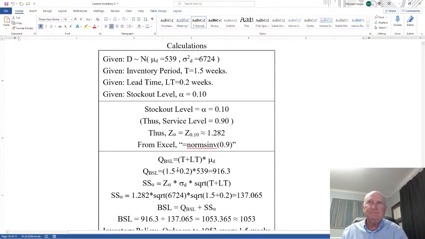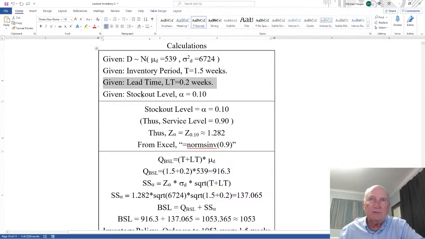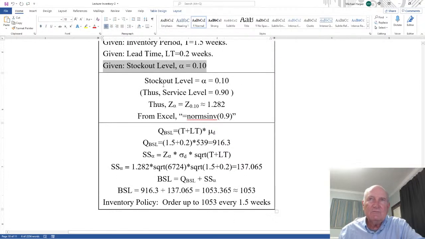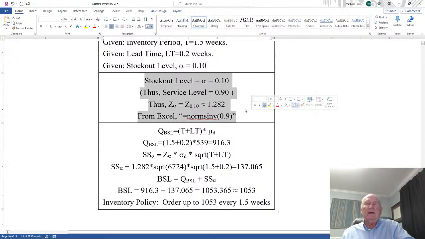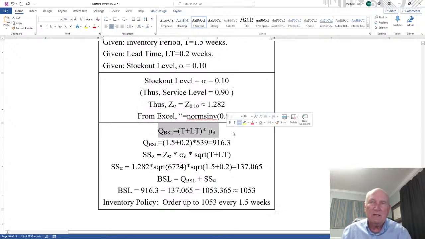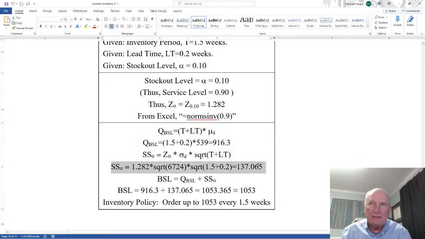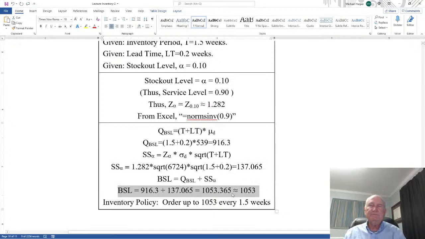Do the calculations. Here's our demand rate, 539.6274. Inventory period is 1.5. Lead time is 0.2. Stockout level is 10%. From the stockout level, the service level is 90%. Our z of alpha is 1.282 approximately. Here our base stock lot size is the demand rate times T plus LT, the Q. The safety stock is z sigma times the square root of T plus LT. I calculate that to be 137. I add those together and I get 1053.